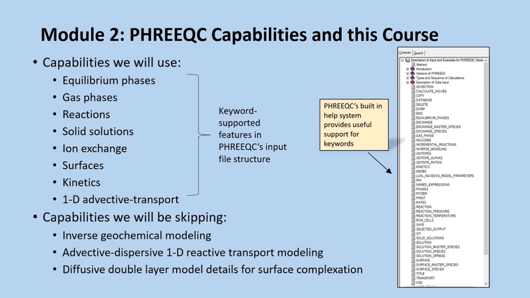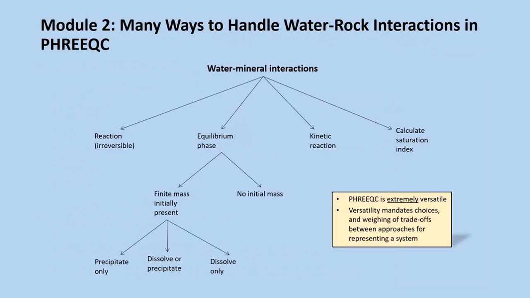There are some additional PHREEQC capabilities that we will not be covering as part of this course. So that you are aware, these include inverse modeling. We've already touched on this earlier. Complete one-dimensional advective-dispersive transport modeling, because we'll be covering this topic with the FAST model later on in the course instead. And we'll be skipping the electrostatic details of the diffuse double-layer model for surface complexation. This is an advanced topic and would be something of a major sidebar endeavor for a general course such as this one.